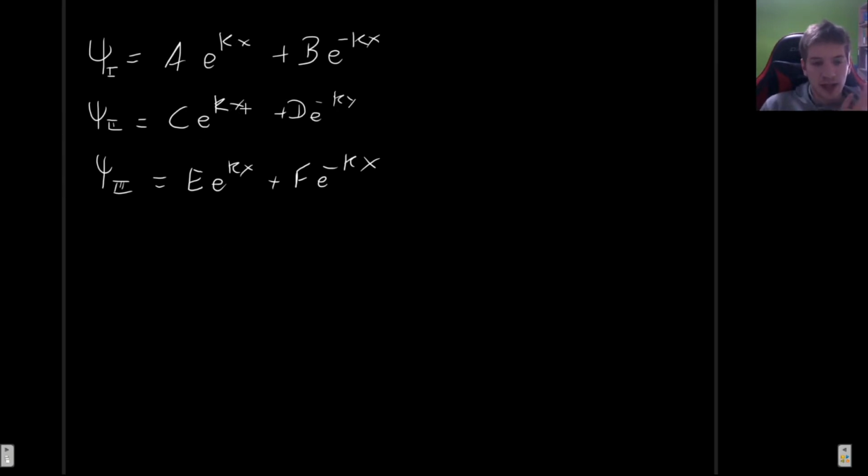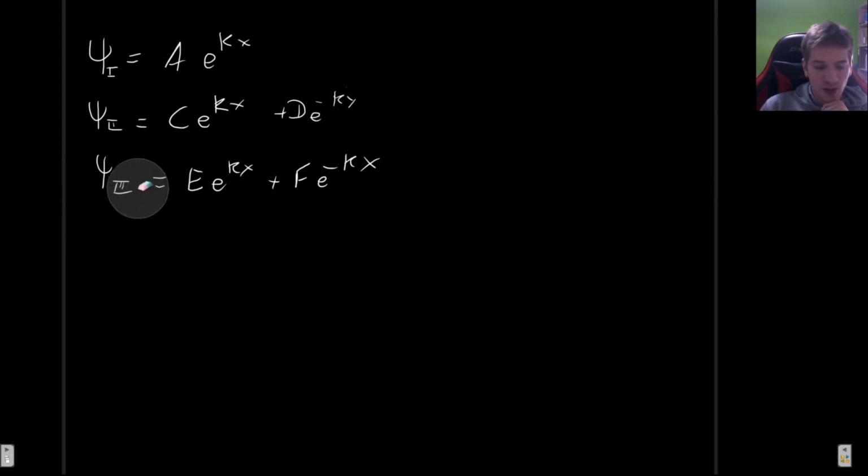Now we have to look at this and determine which are our physically acceptable solutions. So in the negative region, if region 1 is when x is less than minus a, basically x will be negative here. If we go to minus infinity, this term right here goes to infinity, and remember, we need it to go to 0. So b has to be 0 because that is just not an acceptable wave function.